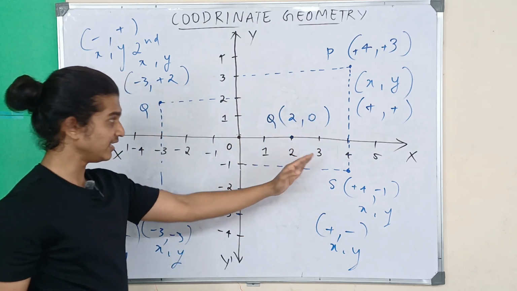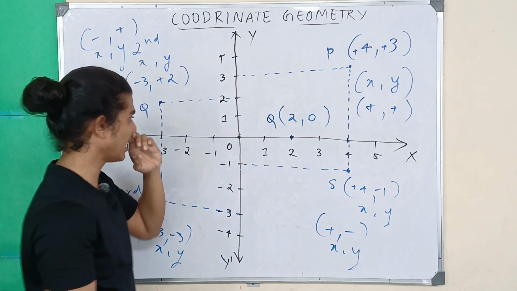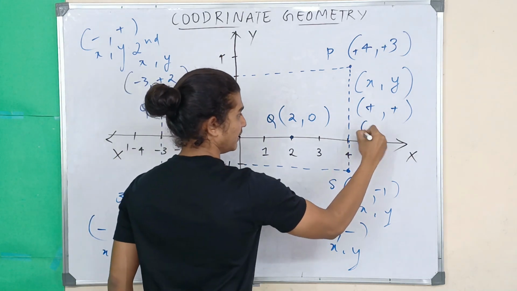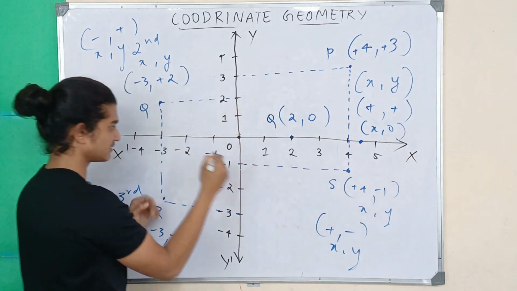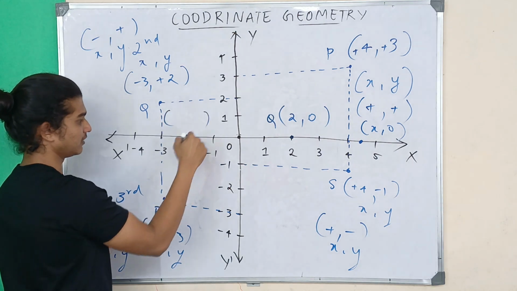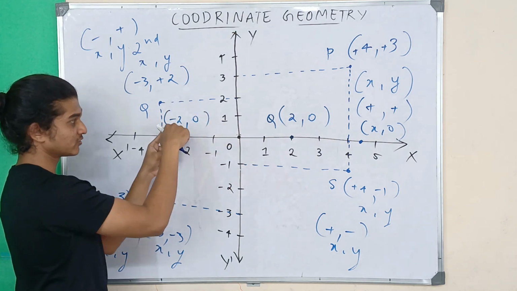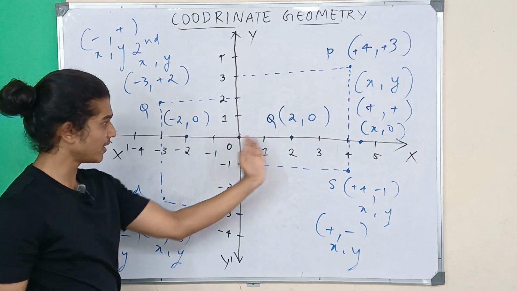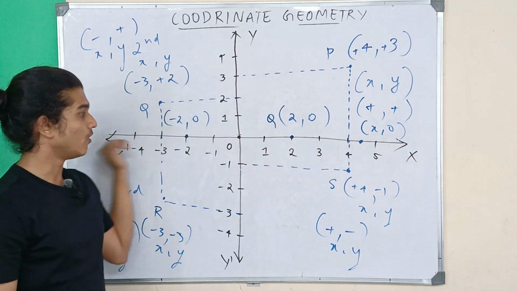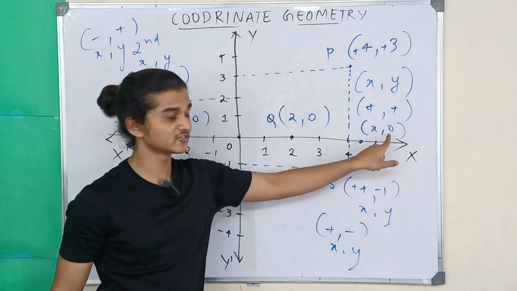Now if you take generally any point on the x axis, it's going to have a general form of x comma 0. Let me just take this point. So this x distance is -2, whereas y distance is 0. So -2 comma 0. You're going to observe a pattern of any point on the x axis. It's going to be in the form of x comma 0.